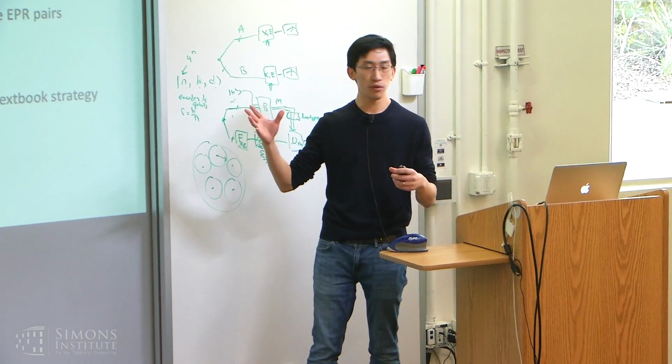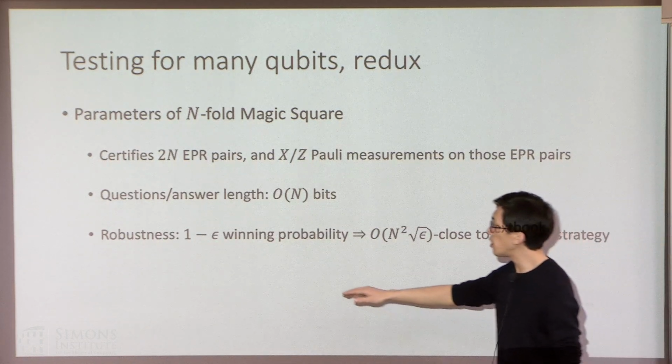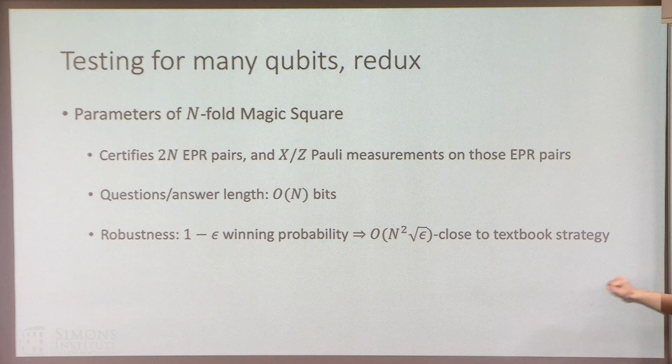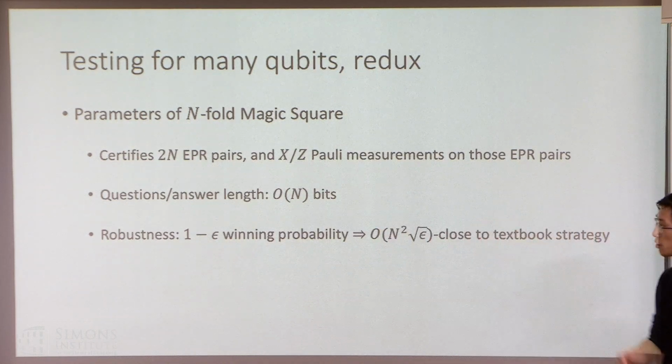But what are some of the other parameters? Well, in this particular protocol, the message lengths, the question and answer lengths, are order n bits, right? Because you're playing n copies of this magic square game. And what is the robustness of this game, as far as we know? If you're winning with 1 minus epsilon probability in this repeated game, then we can only guarantee that you're n squared square root epsilon close to this ideal strategy. And this is not very good, because the more EPR pairs you're trying to certify, in order to guarantee anything, your winning probability has to get closer and closer to 1.